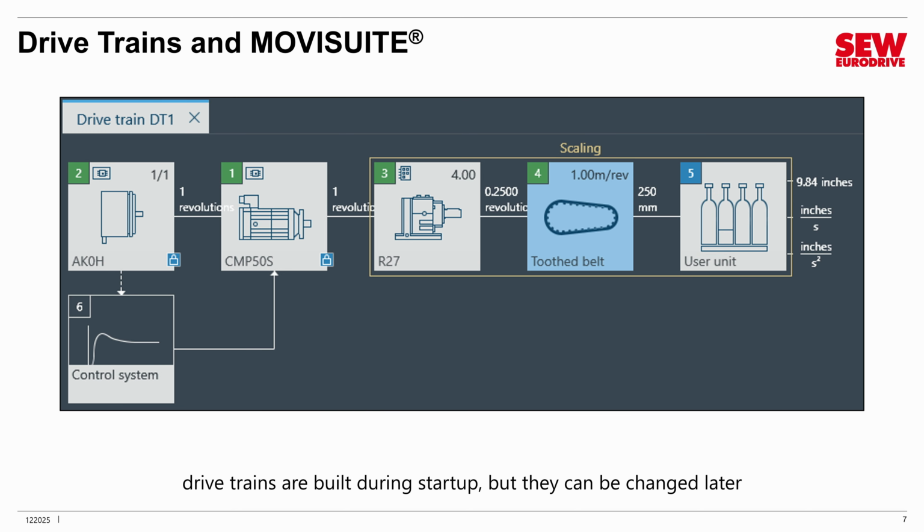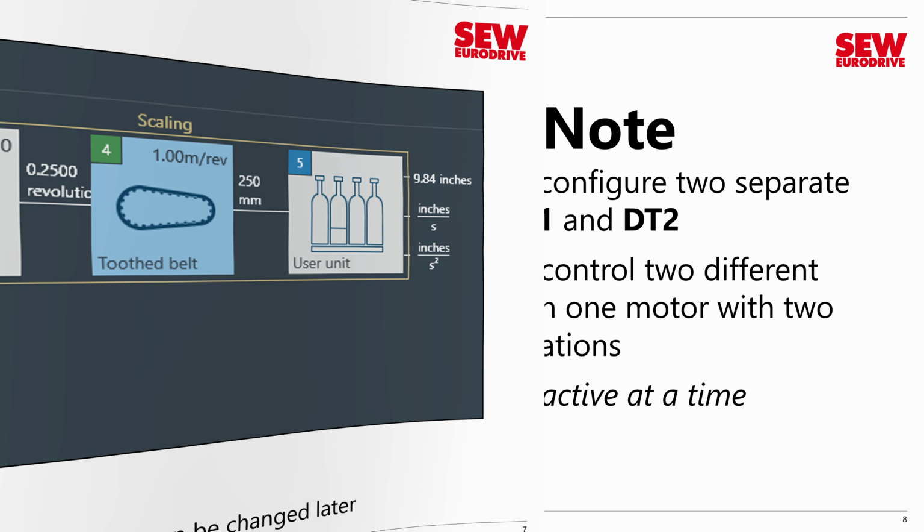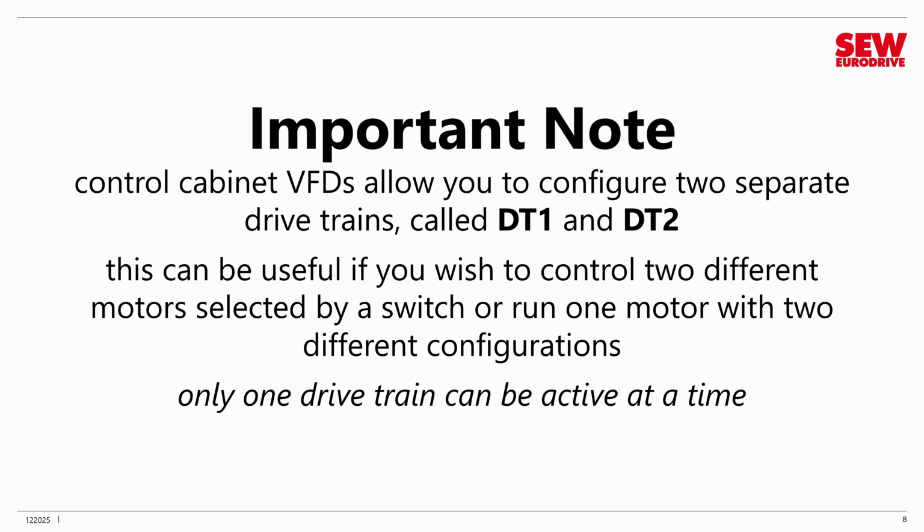Drivetrains, as you already know, are built during startup. Now, you've been creating very simple drivetrains with just the motor, the encoder, and the control system. But as you see here, you can add in additional components later, like a gearbox, a belt drive, and a custom unit. We'll explore this more in a later session, but I wanted you to see it here. Another important note, control cabinet VFDs actually allow you to configure two separate drivetrains. They're called DT1 and DT2. You've probably been noticing them already as you've seen those two columns. We've done everything in DT1 and ignored DT2. What's that all about? It's an optional feature.